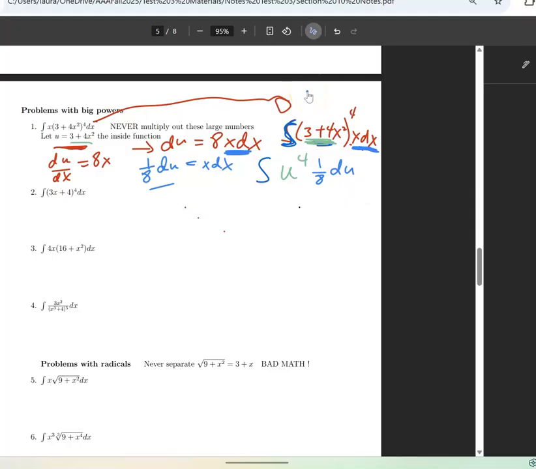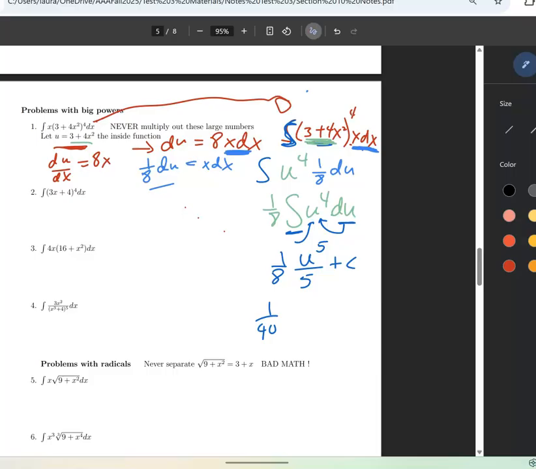So now let's rewrite this so you can see. Something happened there. All right, so now I'm going to take this 1/8 on the outside, u to the 4th du. So this integral sign and du just mean take the antiderivative of what's inside. So that means increase the exponent. So I get 1 over 40, and then put the u back in terms of x's. So 3 plus 4x squared. So that's the answer to example 1.